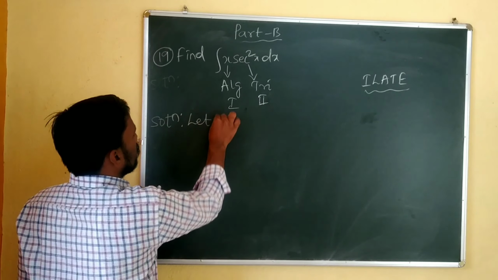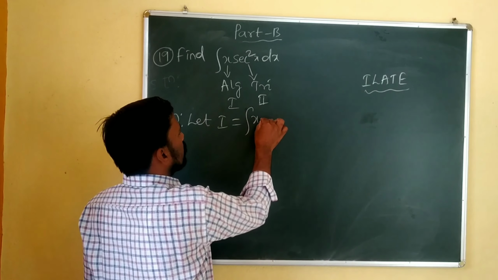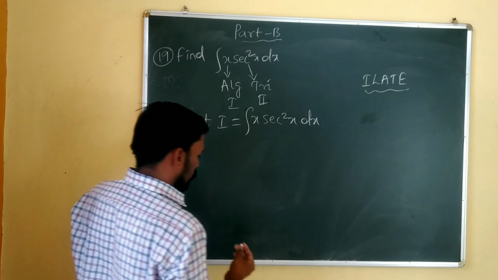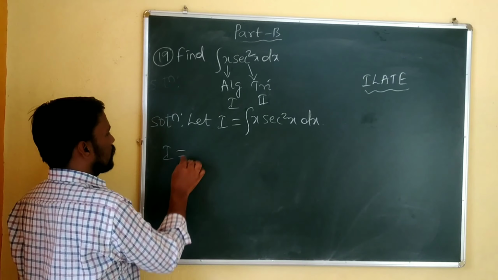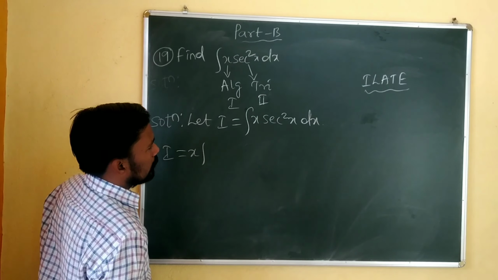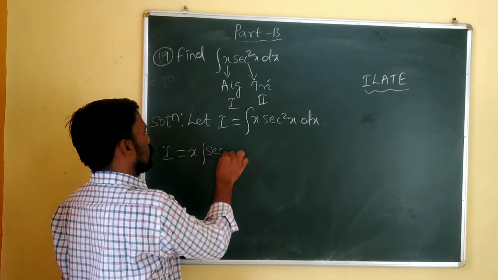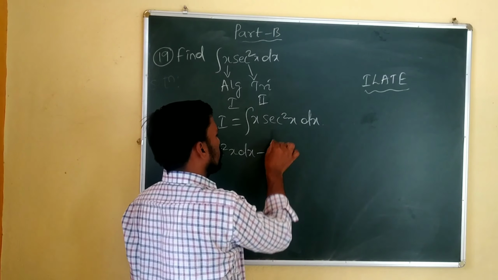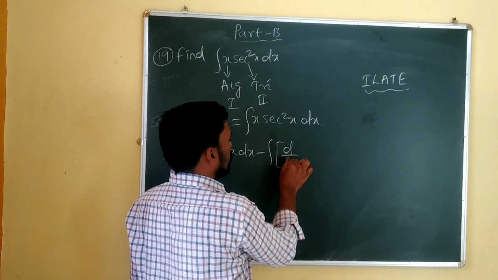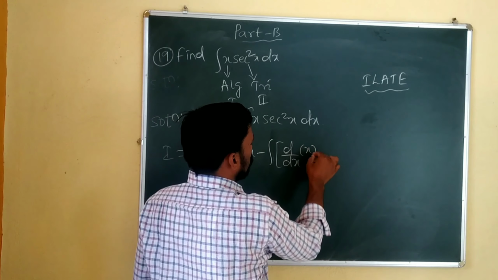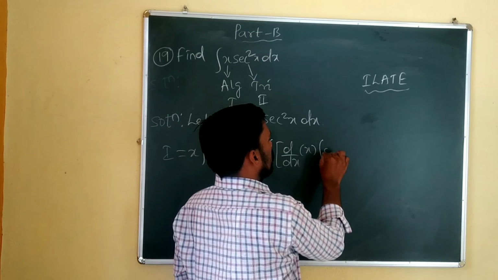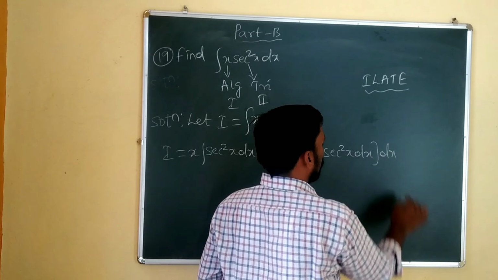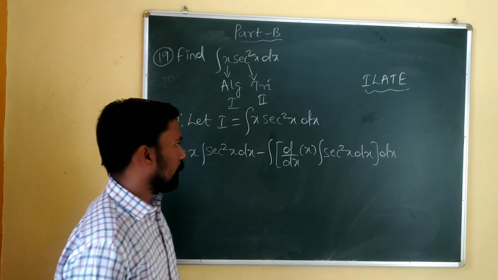Let I is equal to the integral of x into secant square x. So now use the integration by parts rule. I is equal to the first function as this, times the integral of the second function, integration of secant square x dx, minus the integration of the derivative of the first function into the integral of the second function, into dx. Don't forget to write this dx; it is very compulsory.